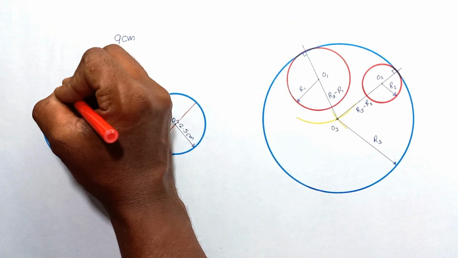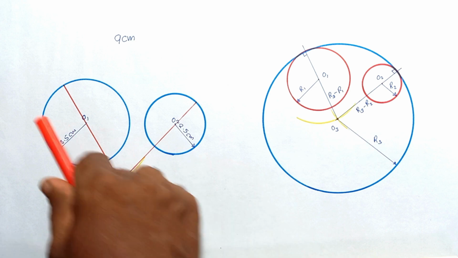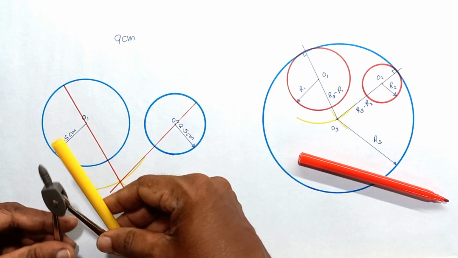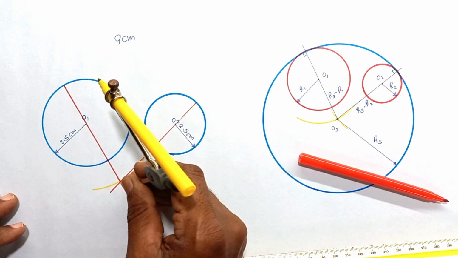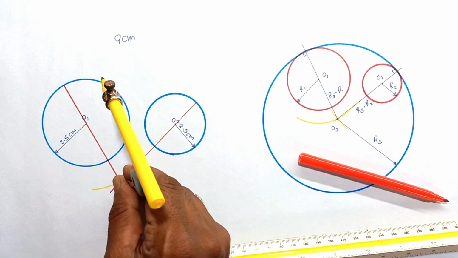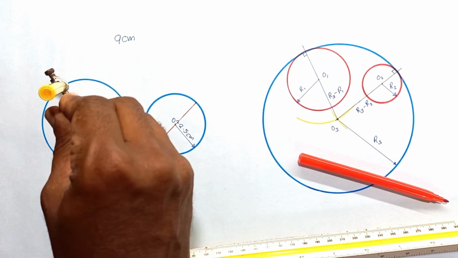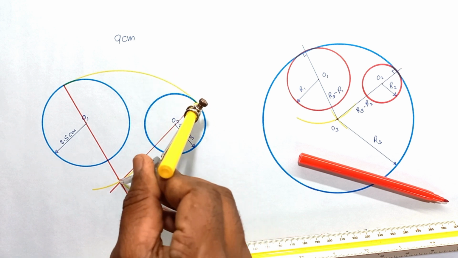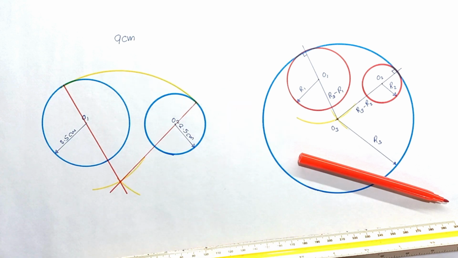These two are the tangent points. So now we are ready to draw the 9 centimeter tangent arc in between these two. Take the 9 centimeters to the compass. Let's draw the arc. This is the tangent arc, the 9 centimeter tangent arc.